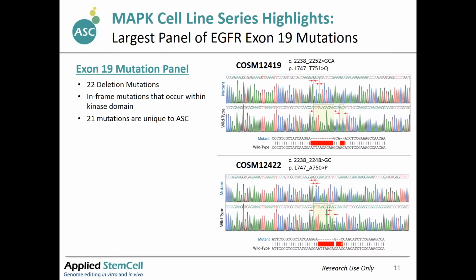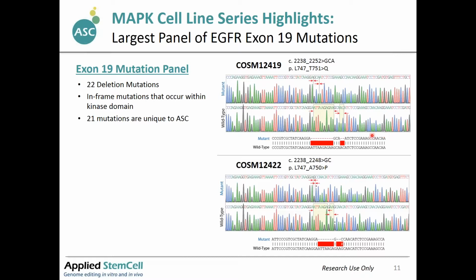So within exon 19 of EGFR, we've engineered 22 deletion mutations, and these are all in-frame mutations that occur within the kinase domain of EGFR. And 21 of these mutations are specific to Applied StemCell. I just want to show you a couple more examples of the complexity of mutations that we can engineer using this approach.